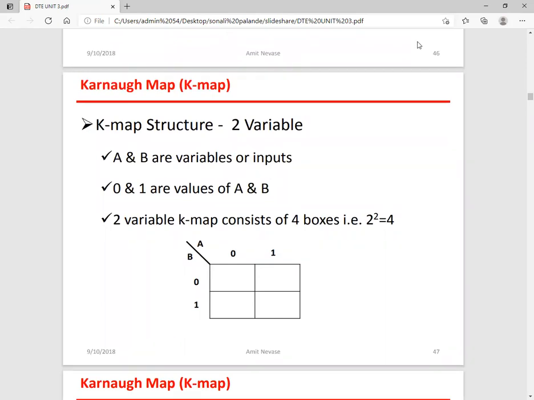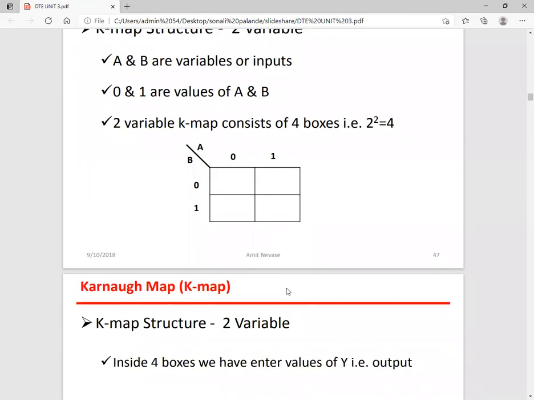Kmap structure for two variables. A and B are the variables or the input. 0 and 1 are the values of A and B. And a two-variable Kmap consists of 4 boxes, that is 2 raised to 2 is equal to 4. So A values are here, that is 0 and 1. And B values are here, that is 0 and 1.